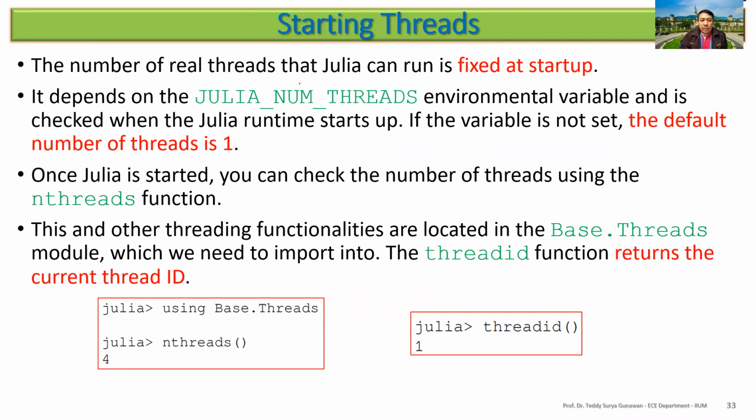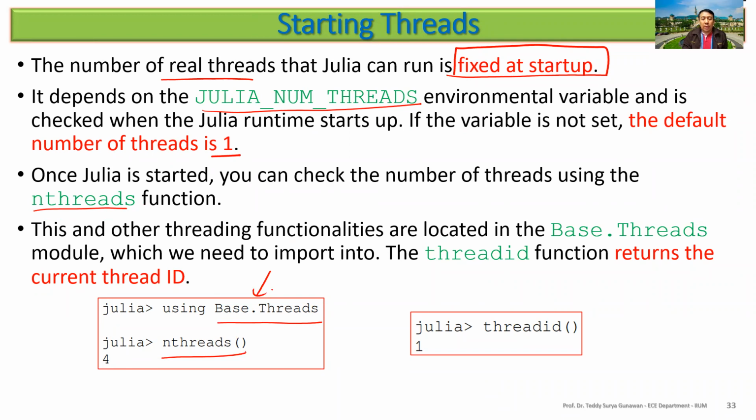Okay, now let's see here. The number of real threads that Julia can run is fixed at startup. So if you want to change, say, to use 2 threads or 4 threads, then you need to rerun. Okay, it depends on the JULIA_NUM_THREADS. The default number is 1. Then after that you can use the number of threads function, using Base.Threads and nthreads.